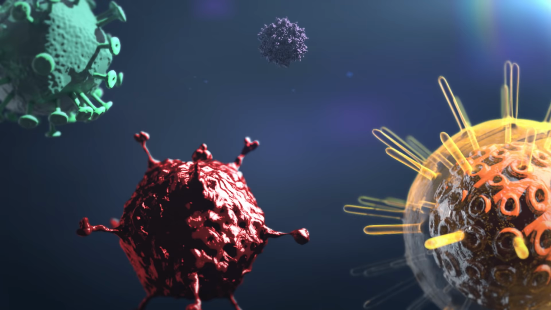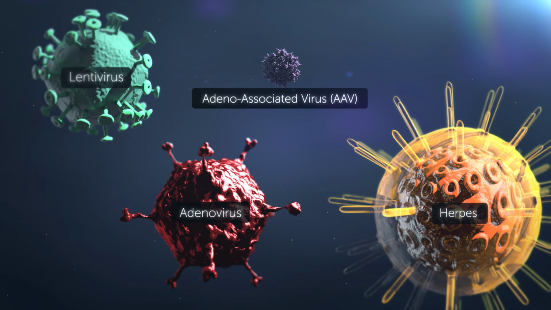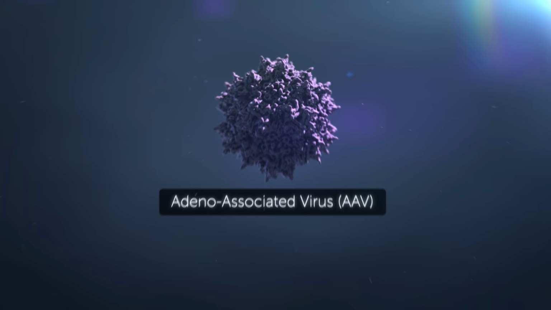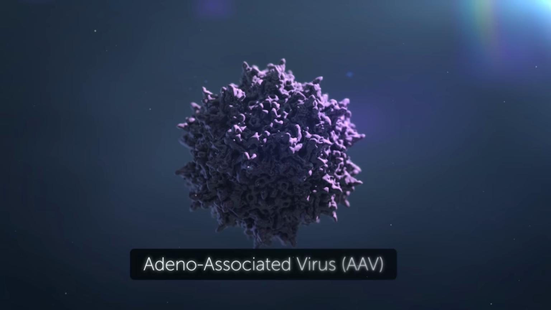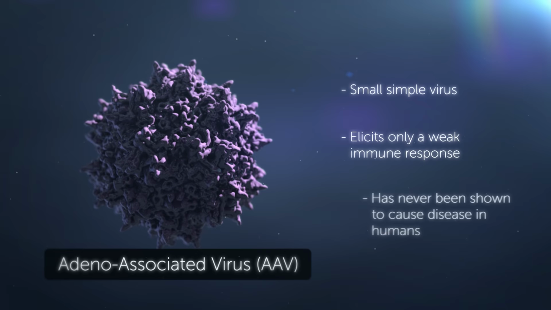Gene therapy uses engineered viruses to deliver genes into cells. These are called viral vectors. Vectors made from adeno-associated virus, or AAV, are especially well suited for treating retinal diseases. AAV is a small, simple virus that elicits only a weak immune response and has never been shown to cause disease in humans.